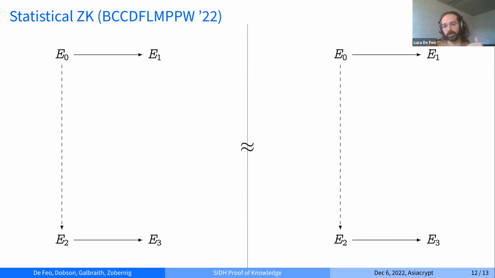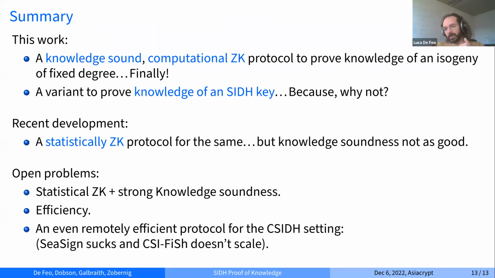The way you can do it in practice requires lots of algorithmic tricks, but if we want, we can get statistical zero knowledge instead of relying on the DSSP assumption. However, when we do this, we can no longer do the trick with the torsion basis, so our knowledge soundness is not as good anymore. So we still are in a space where we don't know how to get all that we would like to get.